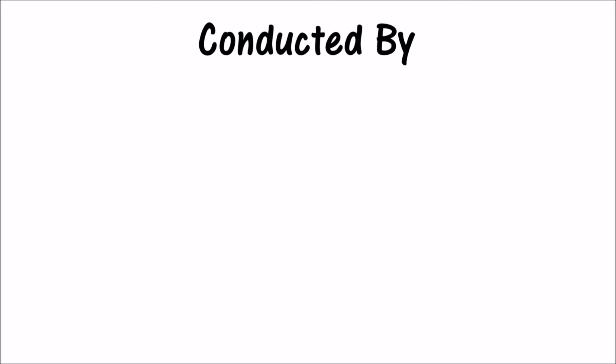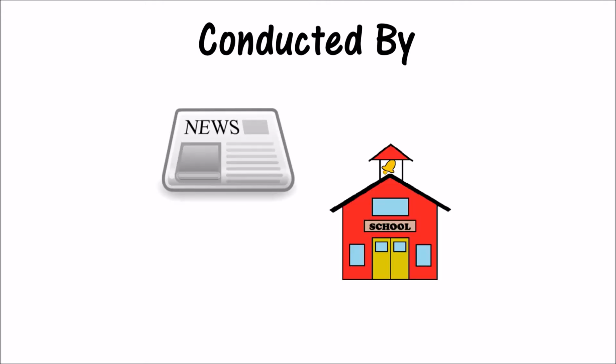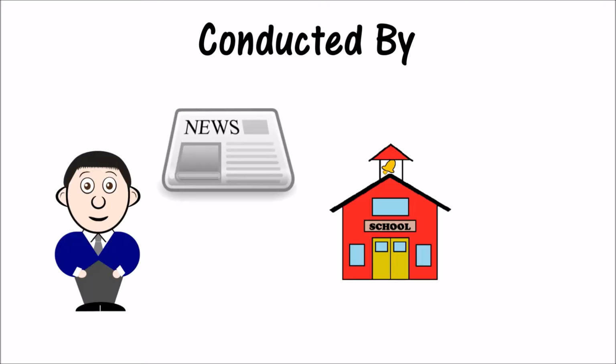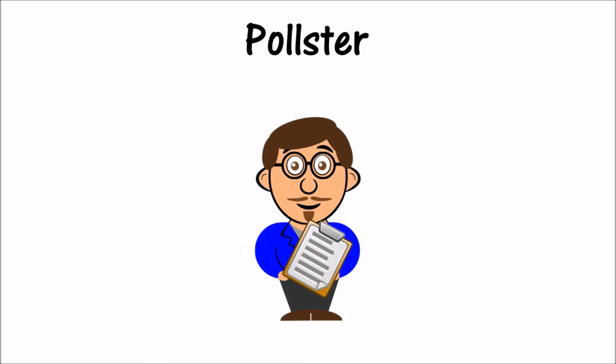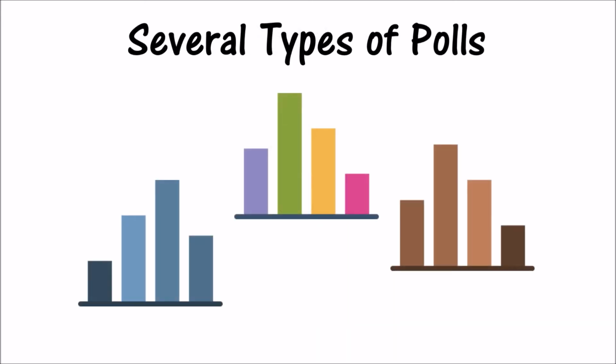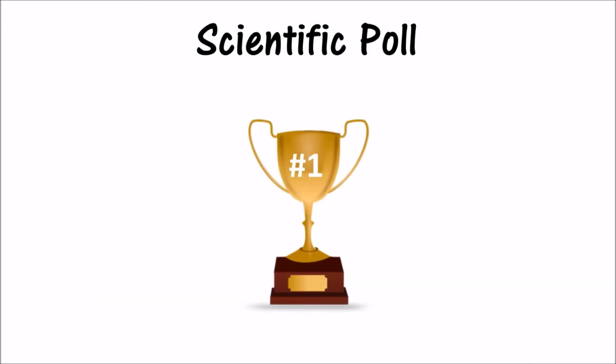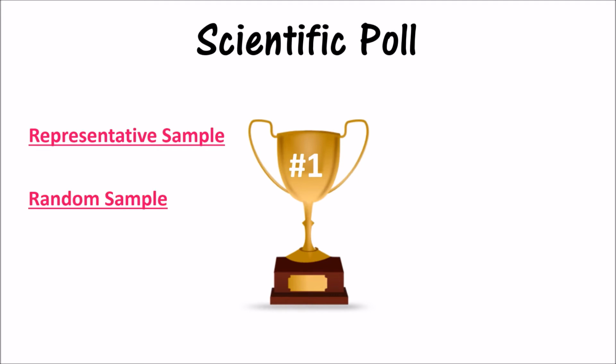Polls are usually conducted by news organizations and colleges, but candidates for office and politicians often do their own polling too. A person in charge of conducting a poll is called a pollster. There are several types of polls, the best being a scientific poll. A scientific poll is the most valid because it uses a representative sample, a random sample, and fairly worded questions.